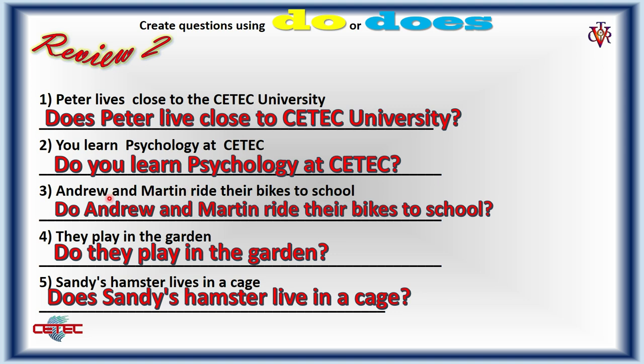Andrew and Martin, plural, do. Do Andrew and Martin ride their bikes to school? Question mark. Don't forget the question mark at the end. They play in the garden. Do they play in the garden? Number 5. Does, singular. Does Sandy's hamster live in a cage? Check the answers and don't forget does for singular, do for plural.